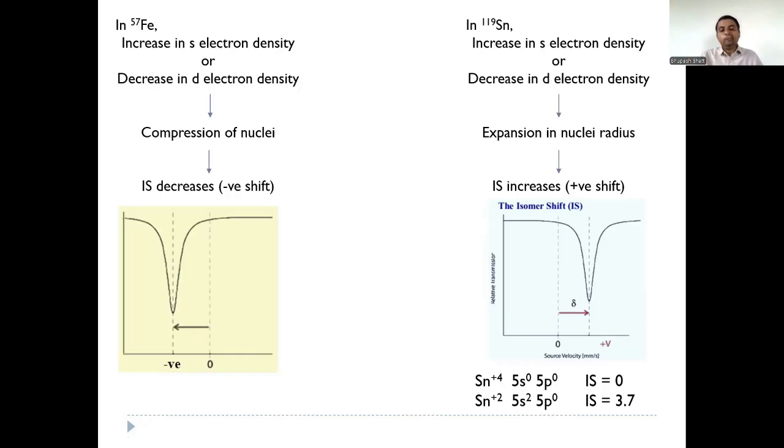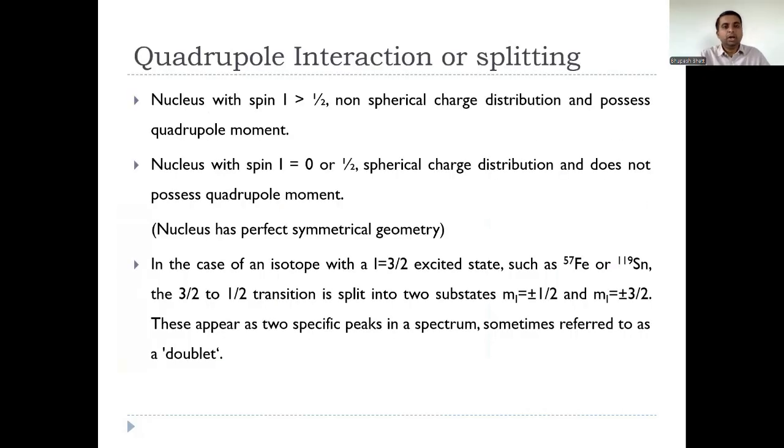So in this way, we can judge at which position we are going to get the signal of Mossbauer in the Mossbauer spectrum. So this is about isomer shift, which is based upon the compression and expansion of nuclei radius, and through which we can understand whether we are going to get the signal on the negative side and what will be the magnitude, or we are going to get signal on the positive side and what can be the magnitude. Apart from this isomer shift, we have one more factor, which is a quadrupole interaction or splitting.